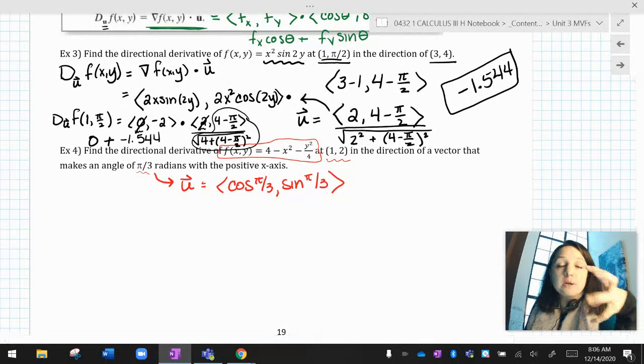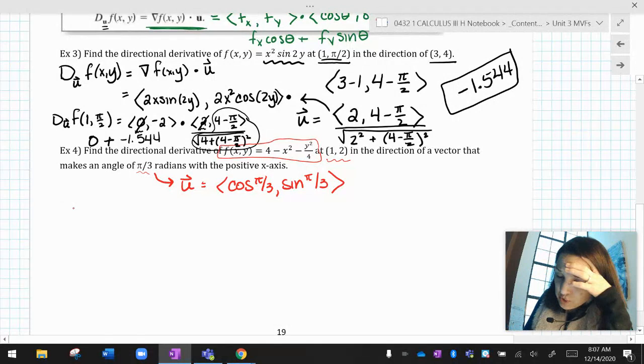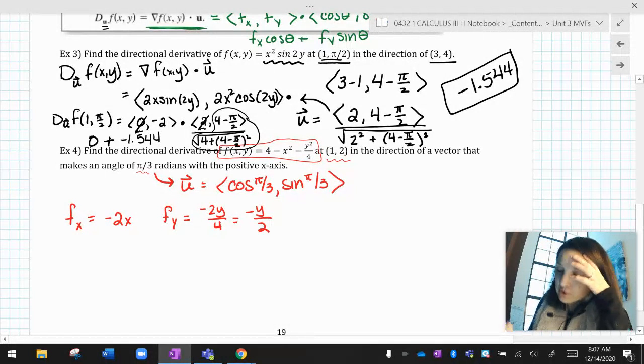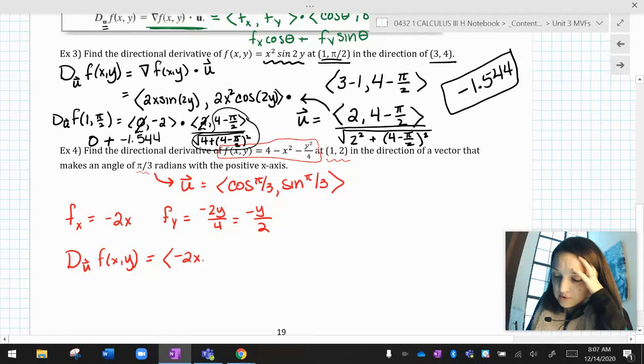So when you are finding directional derivatives, it's great when they give you a direction in terms of an angle, because the unit vector is just staring you right in the face. Now, if I want the directional derivative, I also need f sub x and f sub y, which are going to be negative 2x over 4, and negative 2y over 4, which is negative y over 2. Okay, so there's f sub x and f sub y. So the directional derivative of f of x, y is going to be negative 2x, negative y over 2, dotted with cos theta, sine theta.